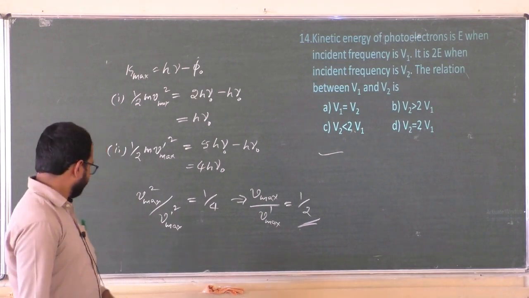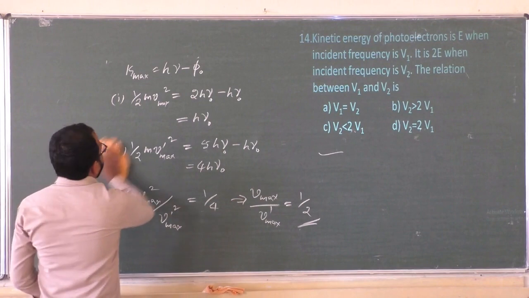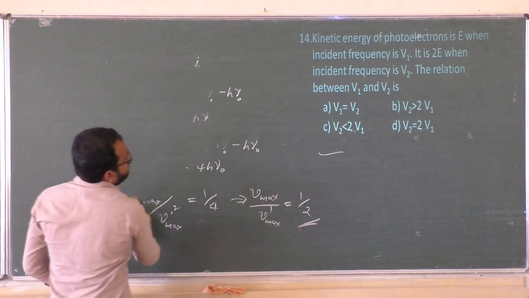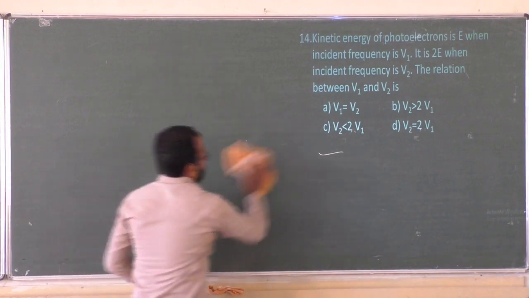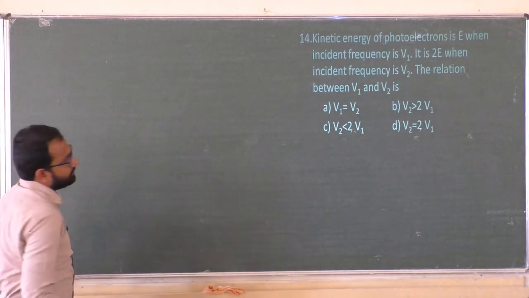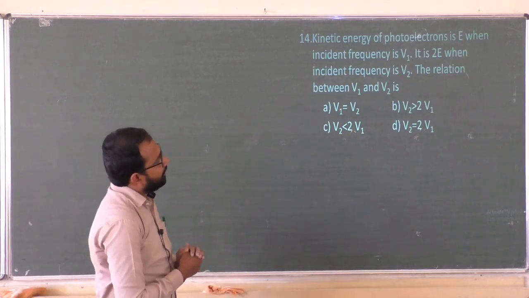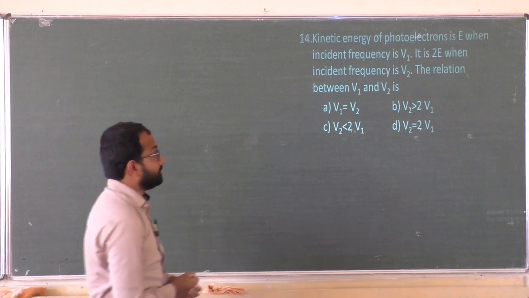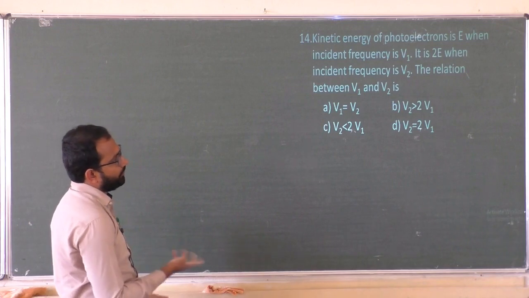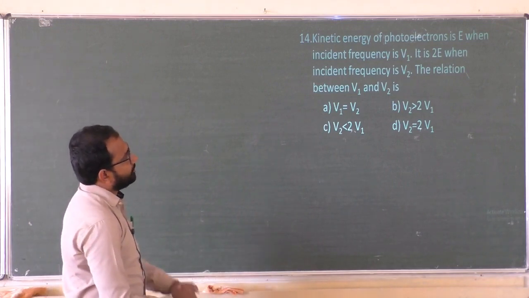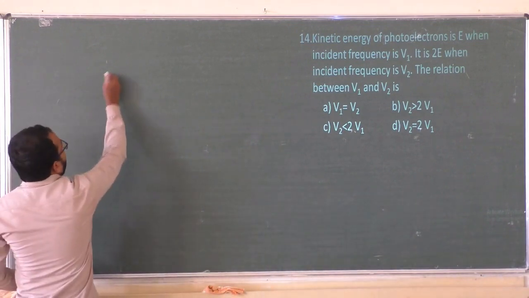Question number 14. Kinetic energy of photoelectrons is E when incident frequency is V1. It is 2E, twice the initial value, when the incident frequency is V2. What is the relationship between V1 and V2? So how do you compare? The kinetic energy of photoelectrons is E when incident frequency is V1.